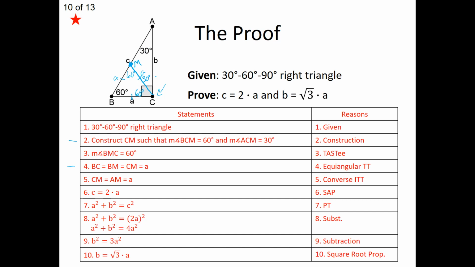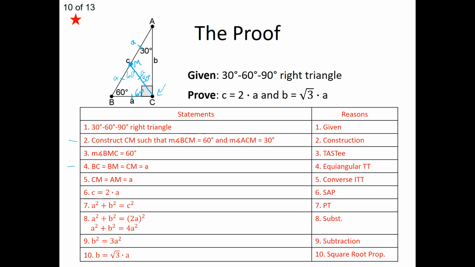We have two angles that are equal inside that. Angle A measures 30, and the way we cut our right angle, it also measures 30, which means the opposite sides of those equal angles are also equal. That's thanks to the converse of the isosceles triangle theorem. So converse ITT again says that the sides opposite our equal angles are themselves equal, which then leads us to another conclusion that AM, that length there, also measures the length of A.